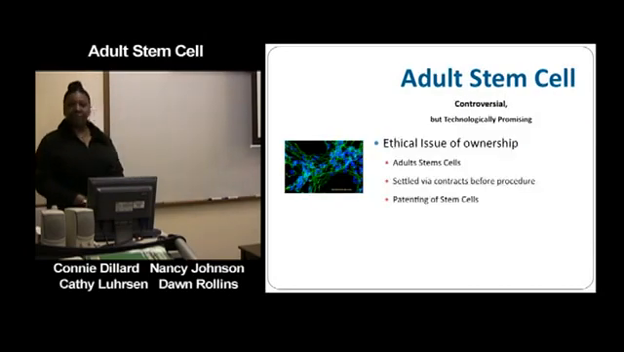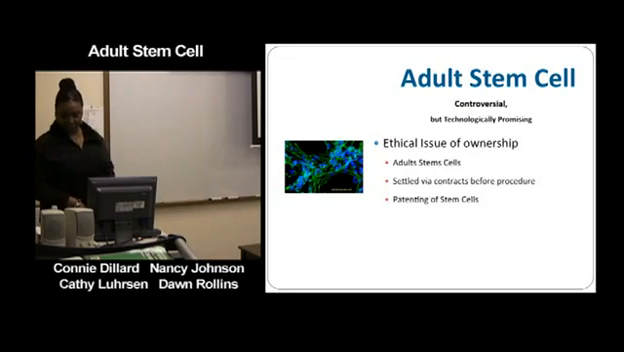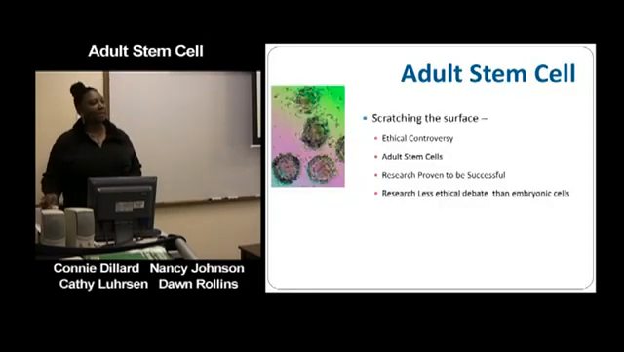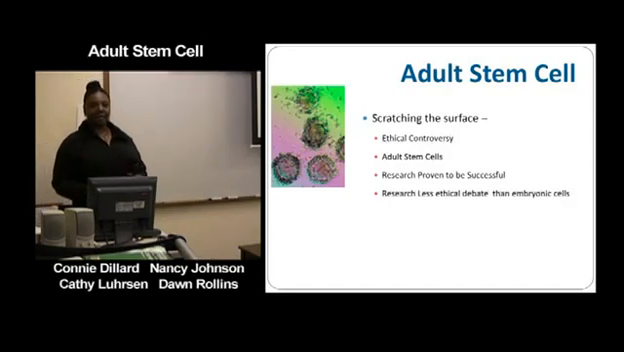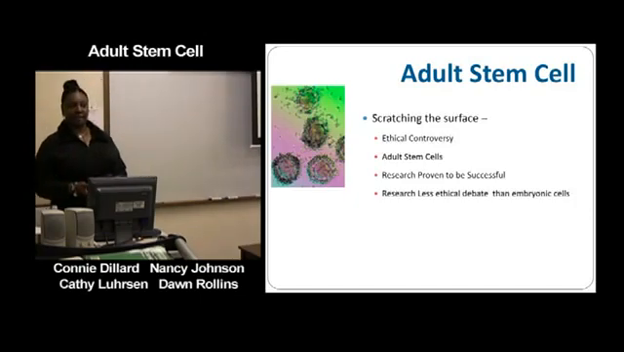Another concern is the ethical issue of ownership of adult stem cells once they are removed. But issues of ownership can pretty much be settled using contracts before the procedure actually takes place. But what must be addressed is the possible patenting of stem cell research. It is unclear whether adult stem cells will actually be granted patents, but in the event that they do, the potential donors need to be aware of this before they sign any contracts.